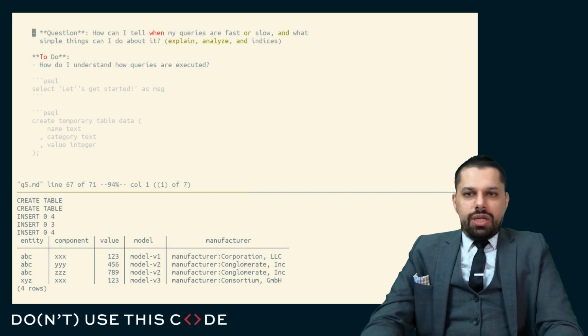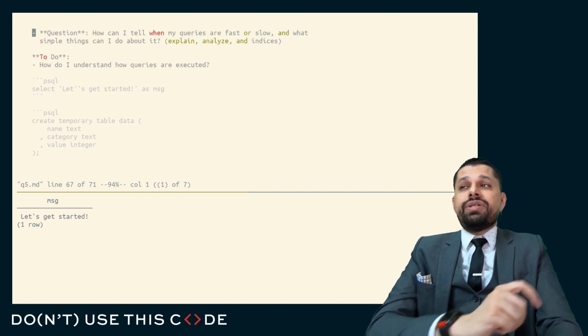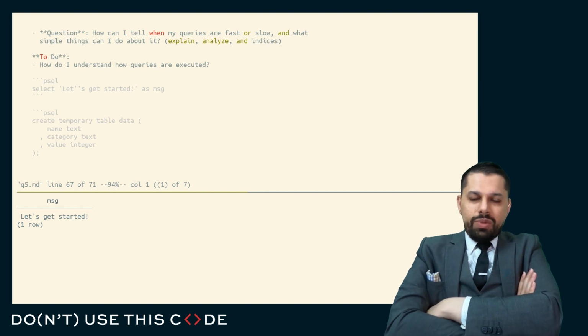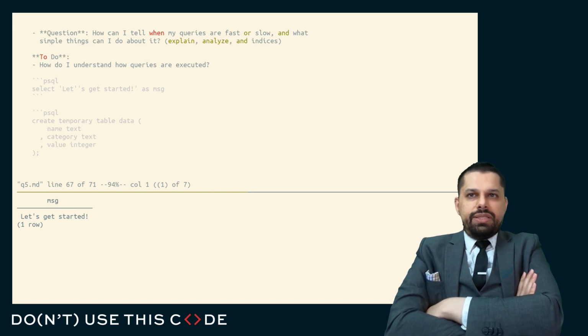In our next question, I want to talk about what we can do if it happens to be the case that the queries we've written, the very large, very complex queries, perhaps because they're from these normalized data stores, are slow. What can we do about it? I want to share with you what we do with explain, analyze, and what indices are all about.